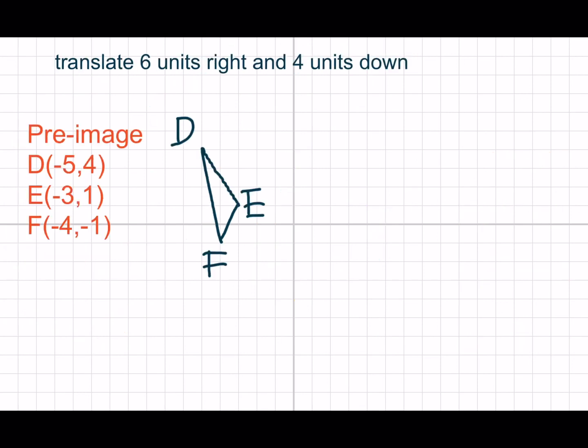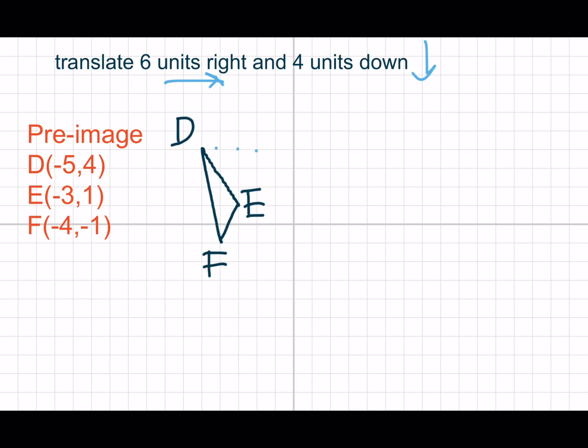All right, one more example here. We have our new figure, triangle DEF. I have the pre-image coordinates listed out already for you. What we're going to do this time is translate this 6 units to the right and 4 units down. So remember, every single point on your figure is going to move the same number of units in the same direction. All right, so let's start with point D. So 6 to the right, 4 down.